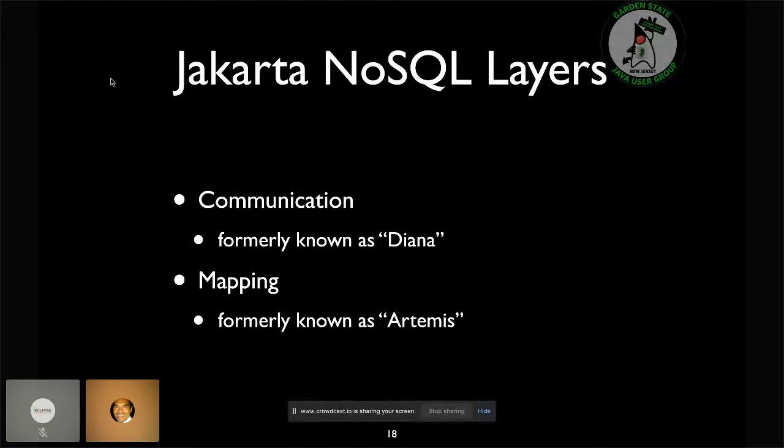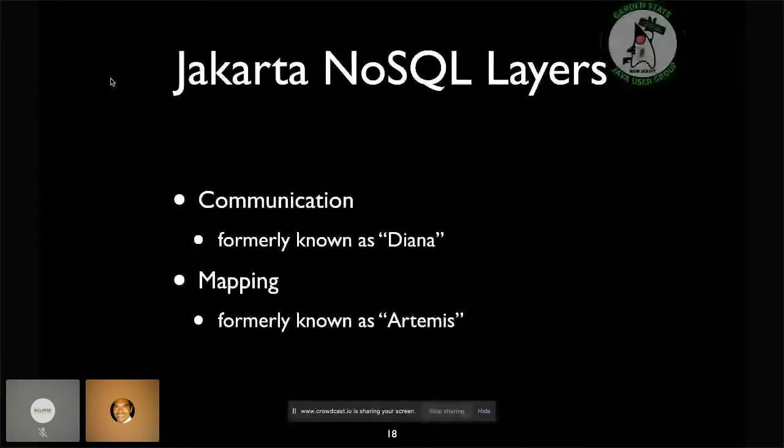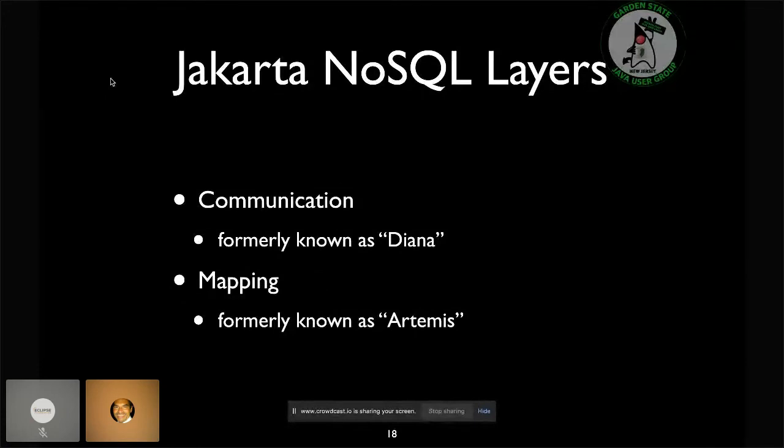Next, we have the two different layers. And the first one is communication. And this was formerly known as Diana when the spec was first developed. So if you see some old blog posts from a couple of years ago, you'll see references to this. And the mapping layer was referred to as Artemis.